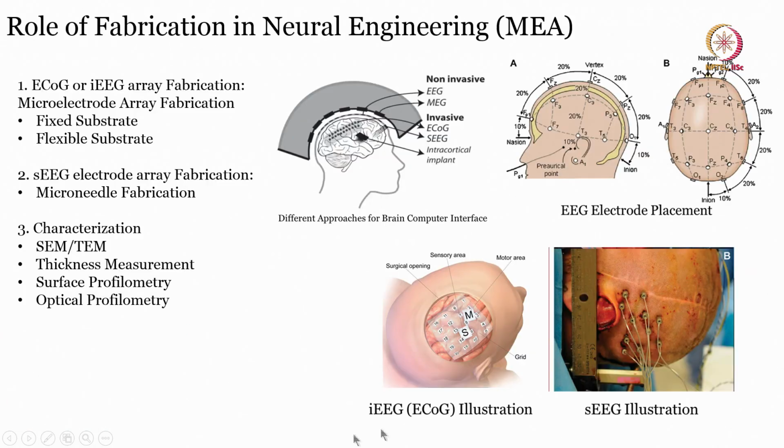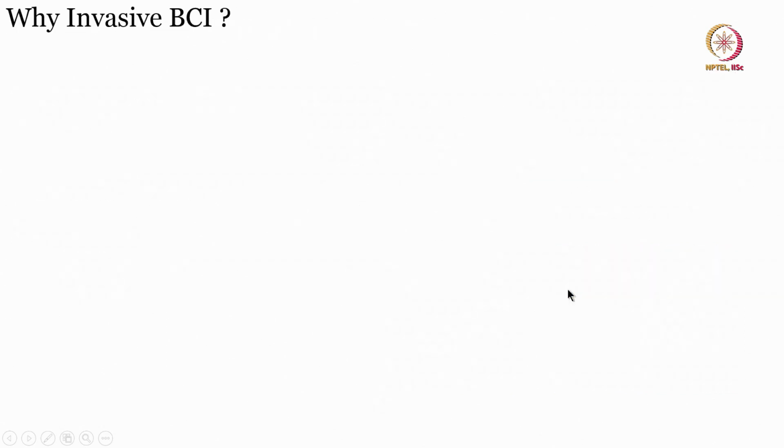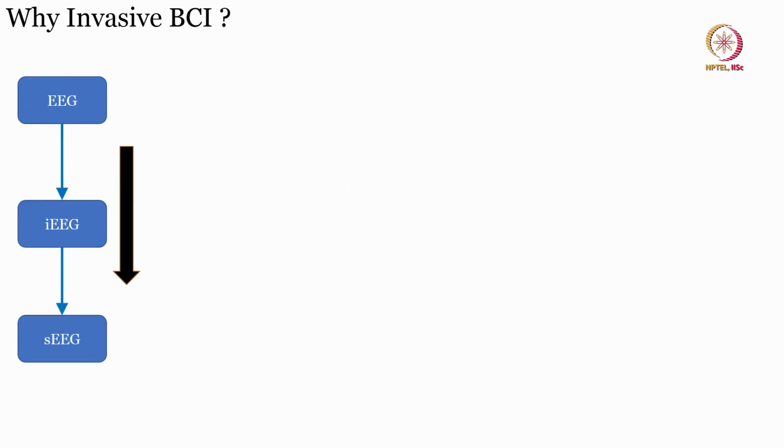Further, if you see this image, something has been opened in the human head. Why should we do that? If you can record EEG from the scalp, why should we go into this much detail? There are benefits of going from EEG to intracranial to sEEG. It gives us more information, which compensates for the invasivity or complexity. We will see each of them one by one.